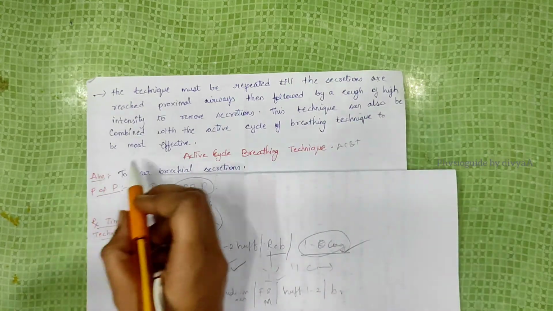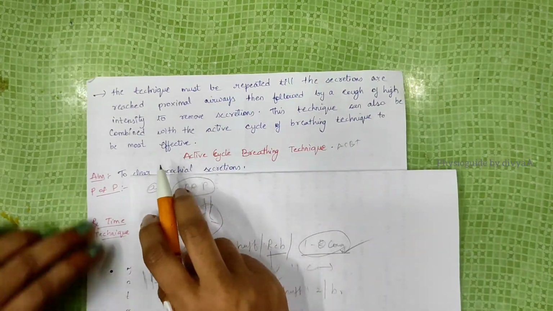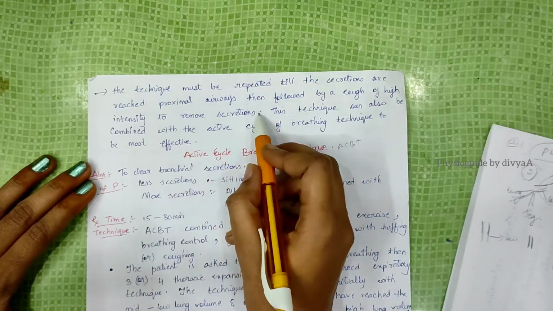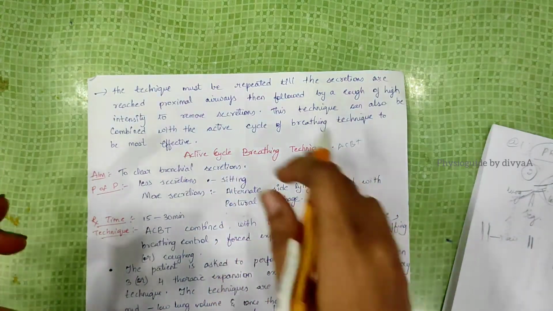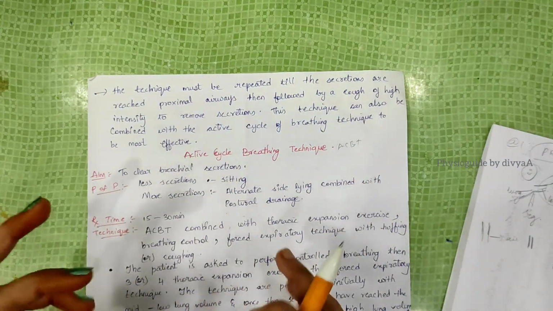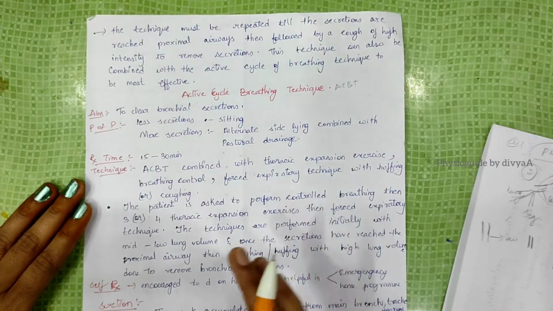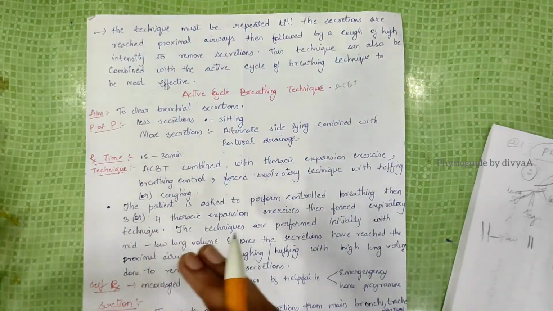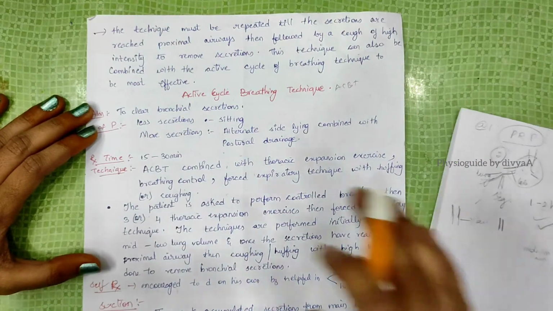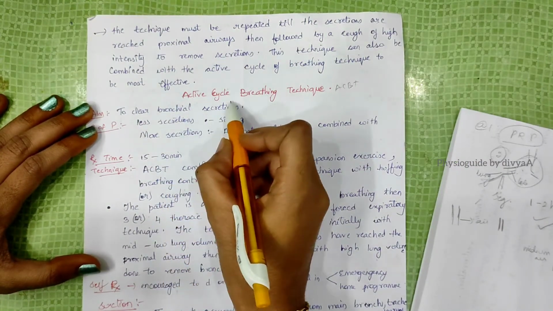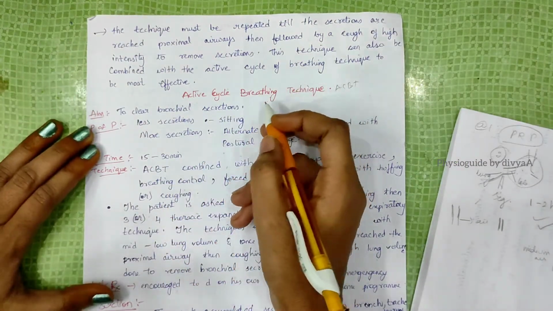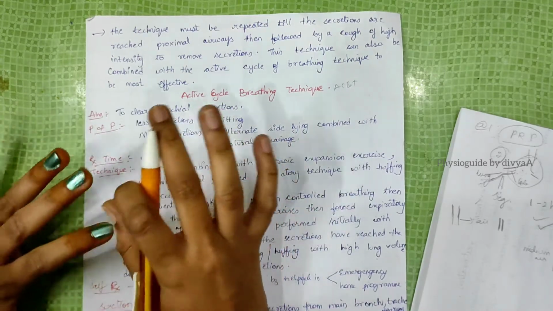This technique can also be combined with the ACBT technique to be more effective. These are all connected to each other. So once you understand how to remove the secretions, next one, ACBT. What is ACBT? Active cycle breathing technique. The aim of this is to clear bronchial secretions.